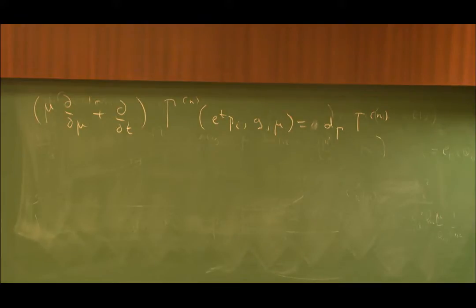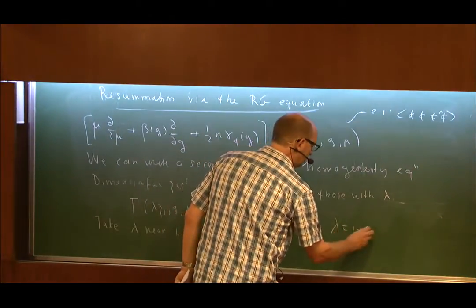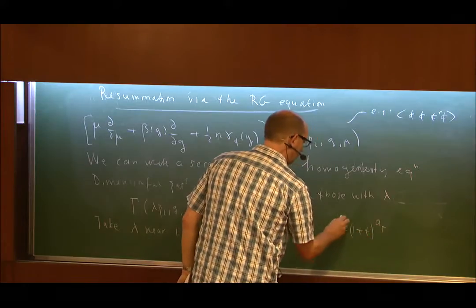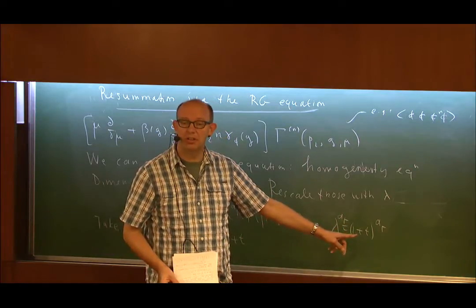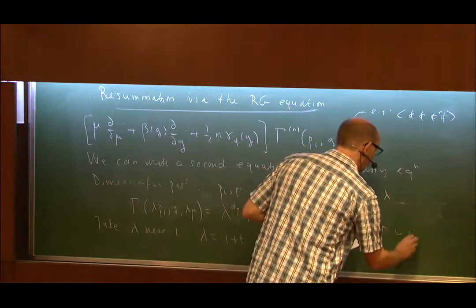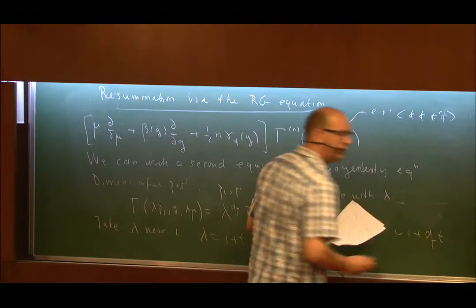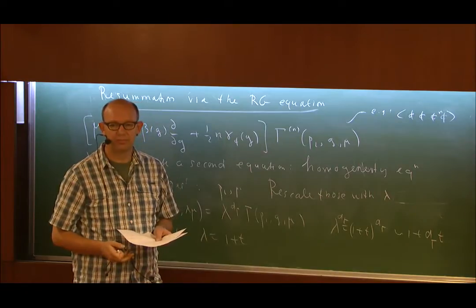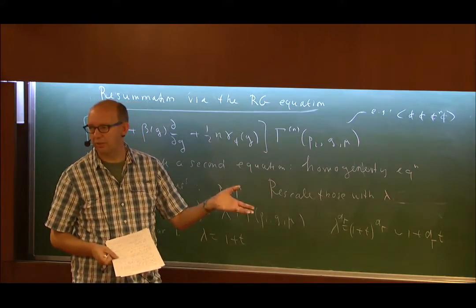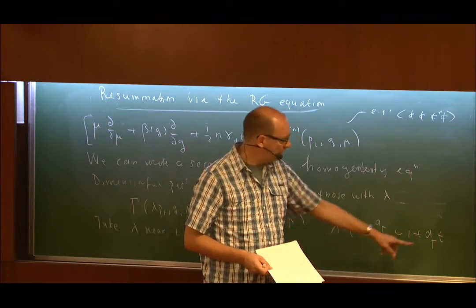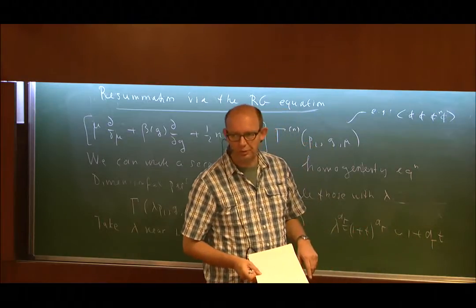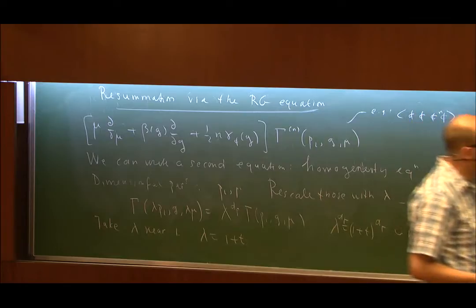If you have lambda to the power d gamma, the canonical dimension, the usual dimension of the Green's function, then lambda is 1 plus t. If I raise that to the power d gamma, and I take a small t limit, then this will be 1 plus d gamma t, plus order t squared. The 1 was dropped on both sides of the equation, and leaving only d gamma, the t will also be dropped. So that explains the right hand side.